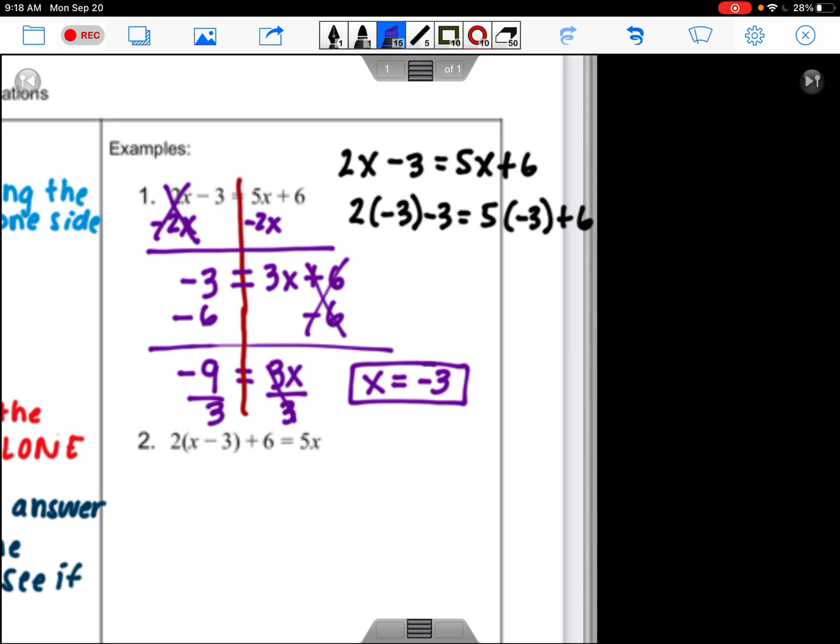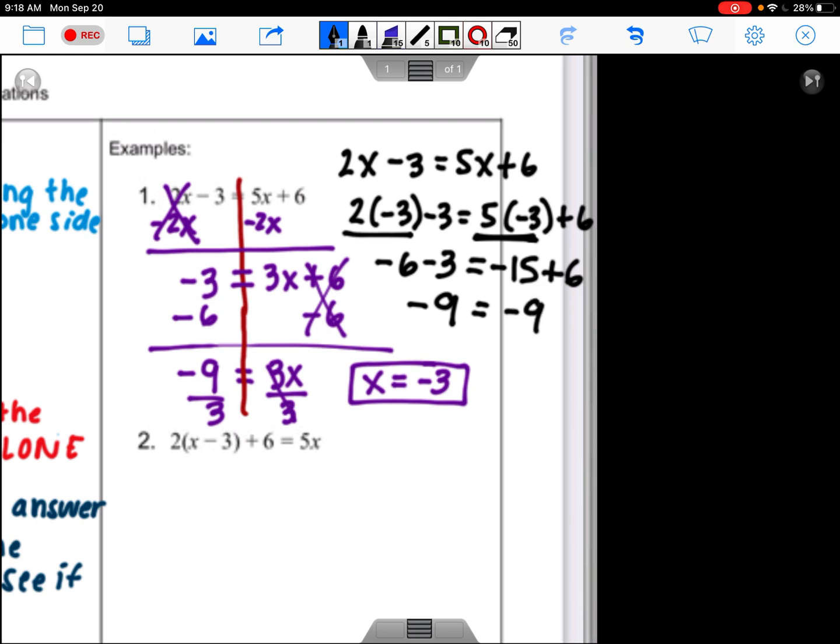Do you see how I'm substituting negative 3 for x? So like here's 2x, 5x, right? And then I plugged in negative 3 for x, negative 3 for x, right? Everything else is staying the same. I'm just plugging in negative 3 for x. And then solve. This is 2 times negative 3. That's negative 6. I'm going to bring down the minus 3. 5 times negative 3 is negative 15. Negative 6 minus 3 is negative 9. Negative 15 plus 6 is negative 9.